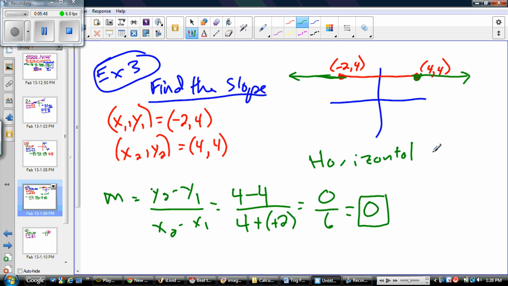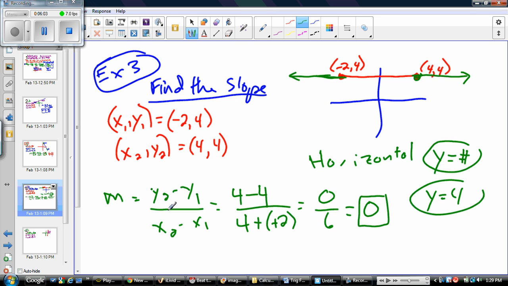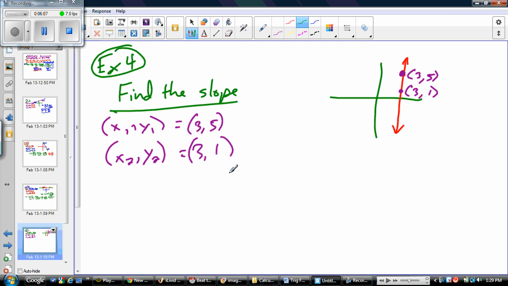So all horizontal lines are going to have a slope of 0. And we should also notice that all horizontal lines are written as y equals some number. And my example is y equals 4. How do I know that? Because this y coordinate's 4 and this y coordinate's 4. And any point on that line is going to have a y coordinate that's 4. Okay, so horizontal lines have a slope of 0.